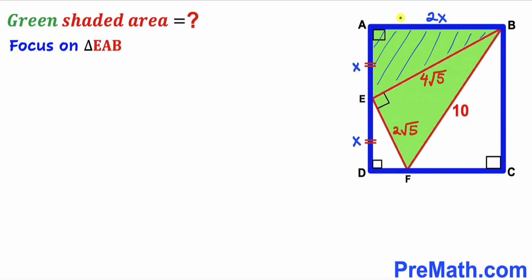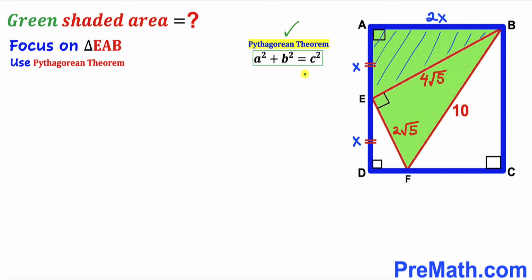And now we are going to focus on this other right triangle EAB. And we are going to apply the Pythagorean theorem on this triangle as well. And here's our Pythagorean theorem once again, a square plus b square equal to c square. And here in our case, our hypotenuse is 4 times square root of 5, whereas our two other legs are x and 2x. Let's go ahead and fill in the blanks.